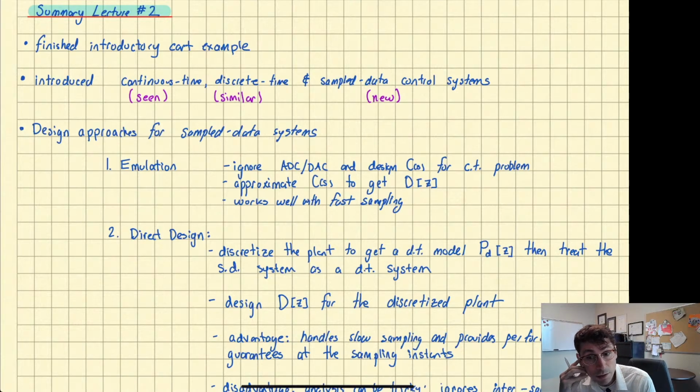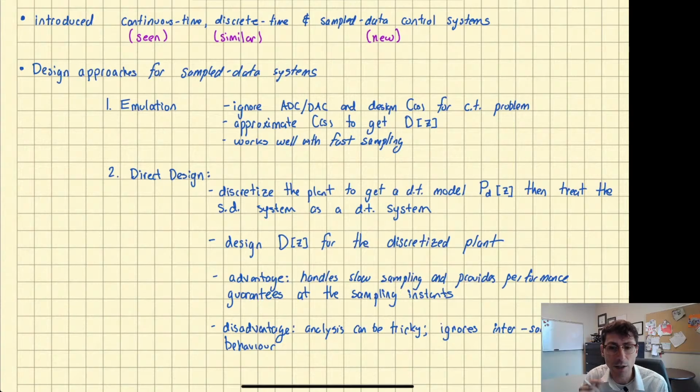Okay. And then we started talking about the design approaches that we're going to cover in this course for sampled data systems. We really didn't talk about the second one, but I'll mention it now. The two are emulation and direct design. Emulation is, if you think back to our introductory example, where you take the point of view of the cart, and from the point of view of the cart, everything looks continuous, right? It's a completely continuous time system. And so we ignore the analog to digital converter and the digital to analog converter, just completely ignore them. Then you're in the continuous paradigm, and you design C of S for the continuous time problem.